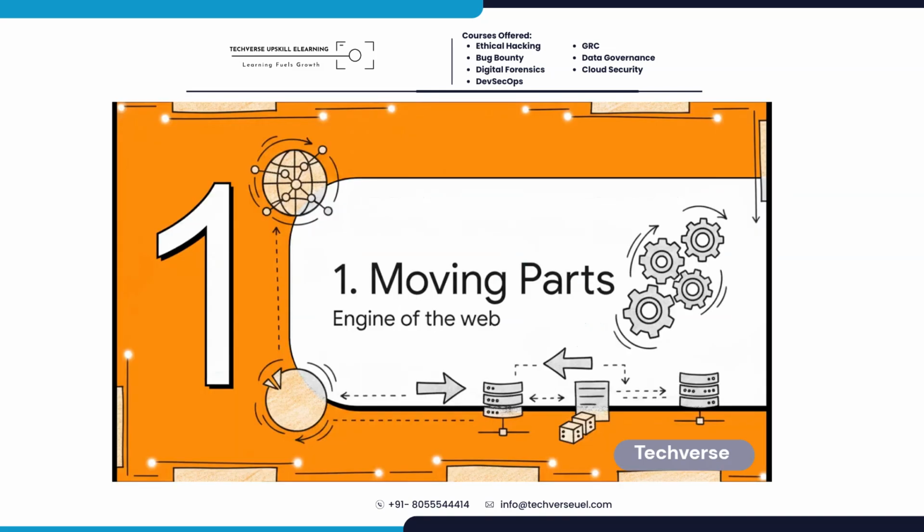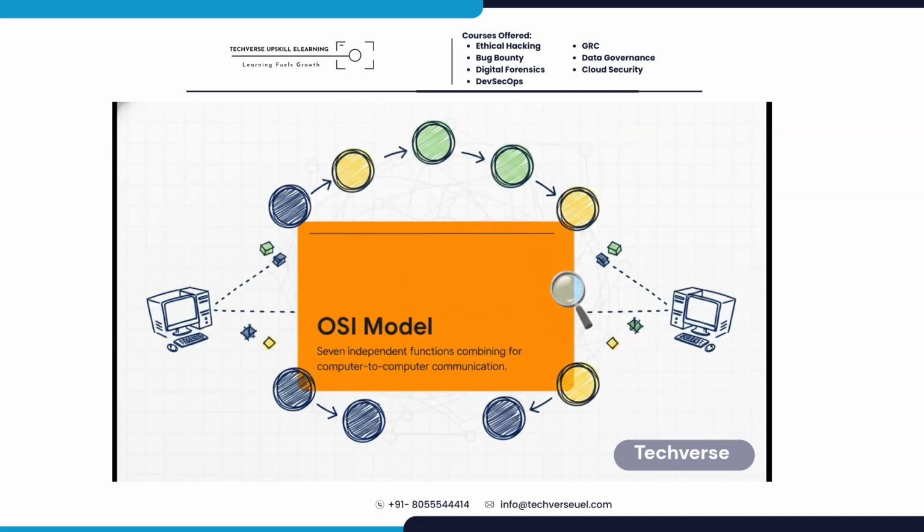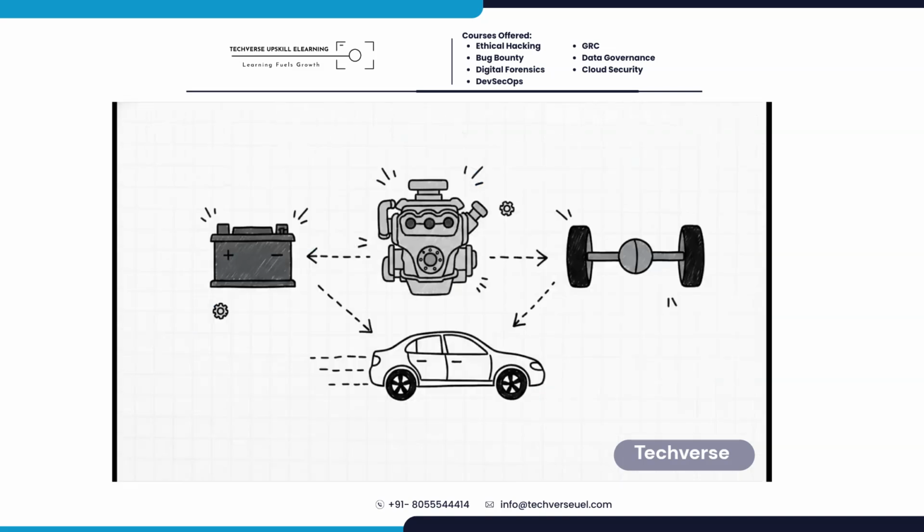All right, moving into section 1, the internet's moving parts. This is the cooperative engine of the web. Okay, let's dive right in. The OSI model is essentially a set of 7 independent functions, which combine to accomplish the ultimate end goal of computer-to-computer communication. Basically, it just explains all the individual isolated jobs that are completely necessary for the internet to, well, work.